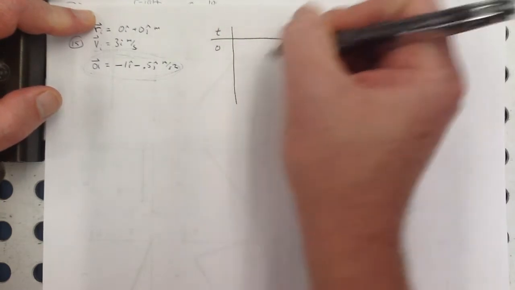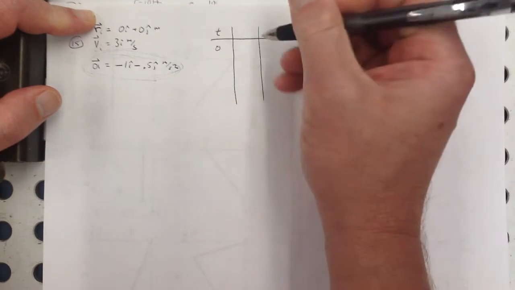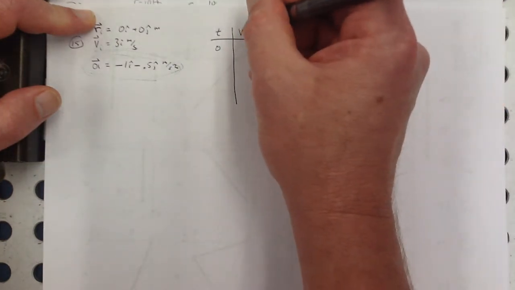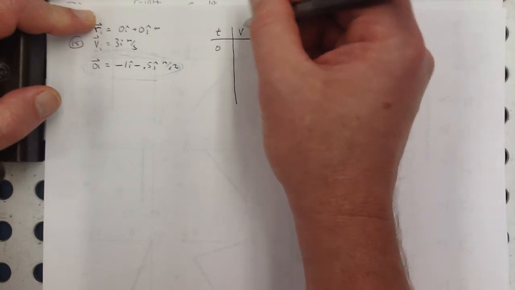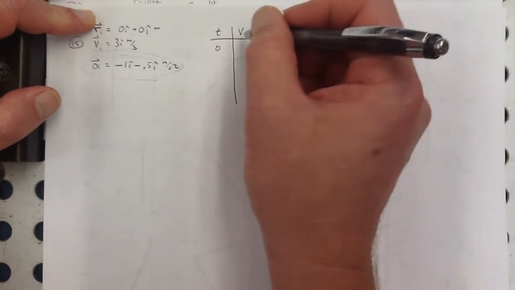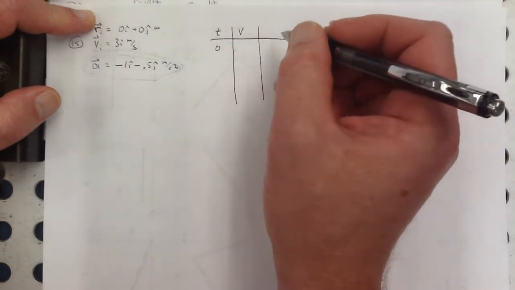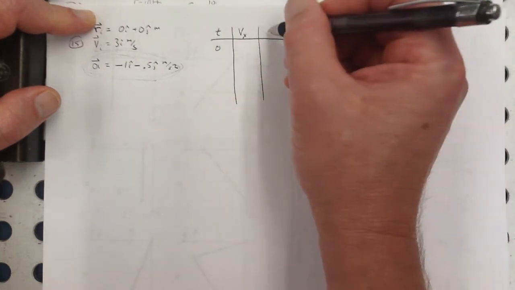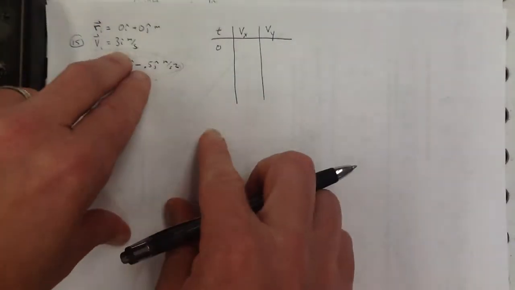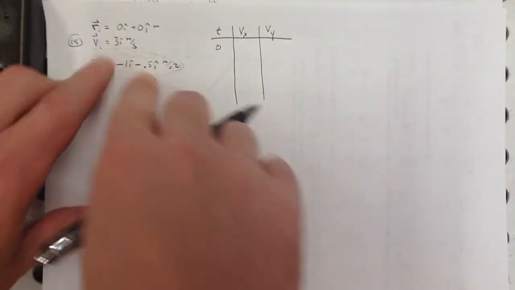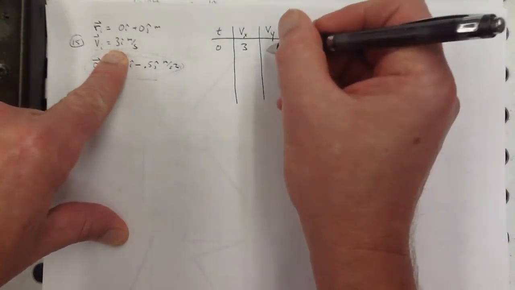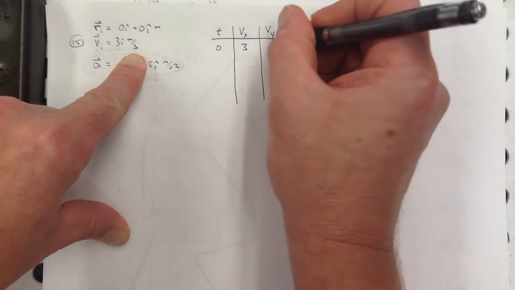Time 0, and say this is the velocity. I guess I didn't need that extra column here. Well, maybe you do. I think I want to separate here. This is like the x component of the velocity, and this is the y component of the velocity. So right now, at time 0, the initial velocity is 3i. So its x component is 3, and its y component, it doesn't have one.